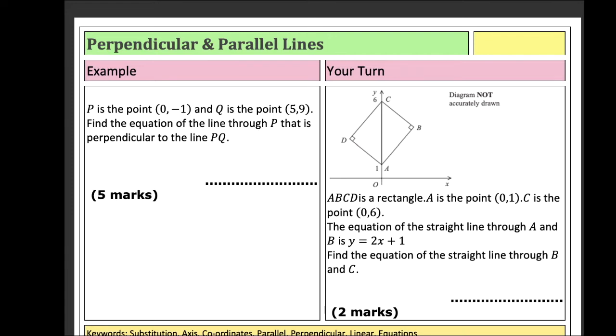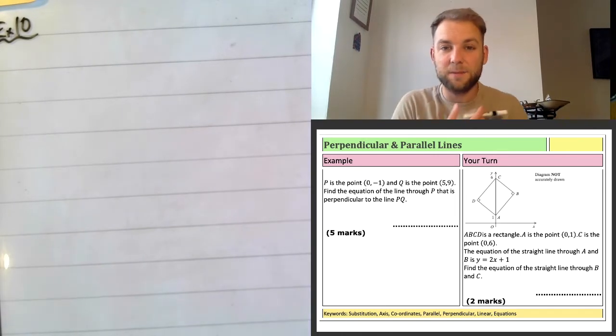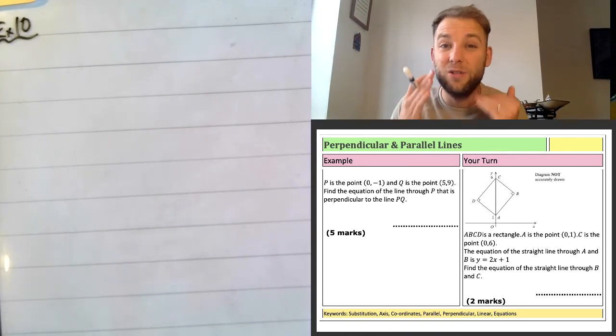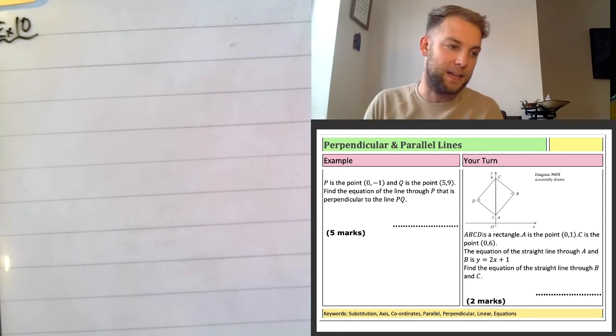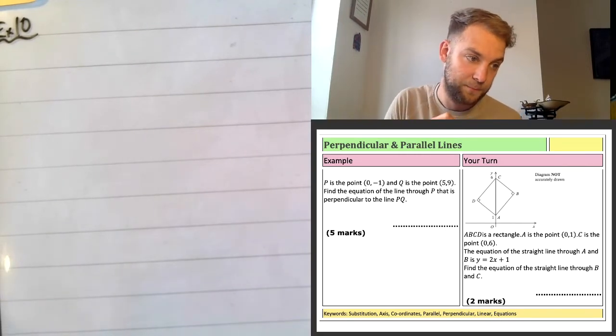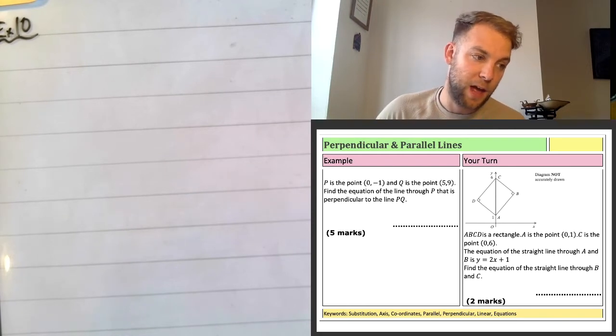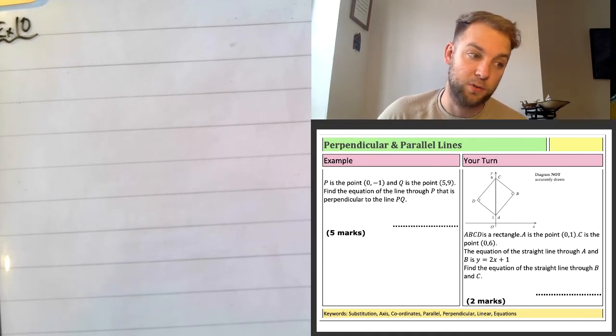So example 10. Some people see diagrams like this and they just skip that question, but it's not that tricky if you know how to do it. It says we've got a rectangle ABCD, and A is the point 0, 1, which is down there. The equation of the straight line through AB is y is equal to 2x plus 1. Find the equation of the straight line through BC.